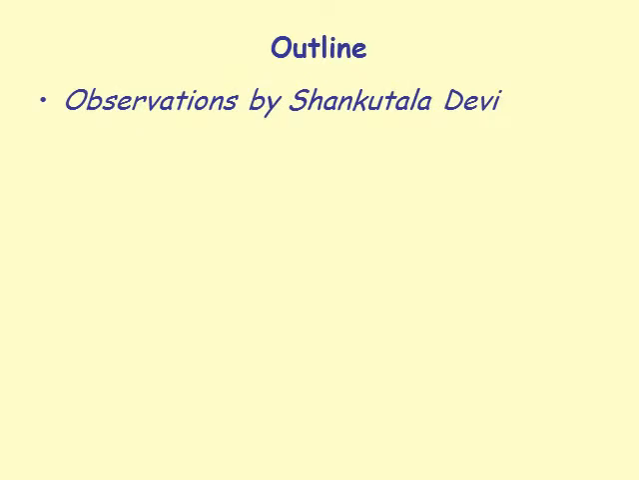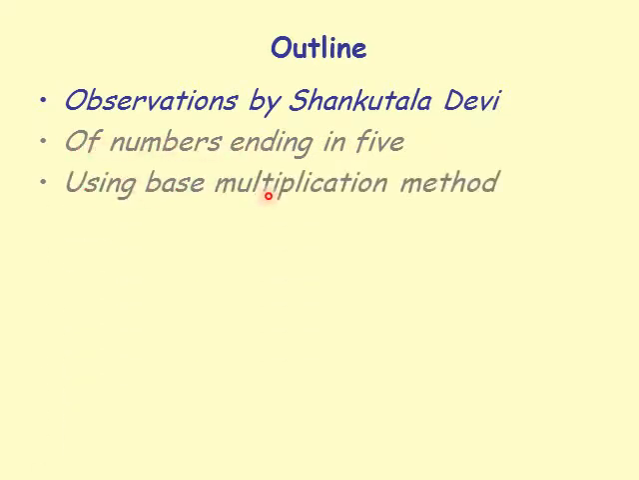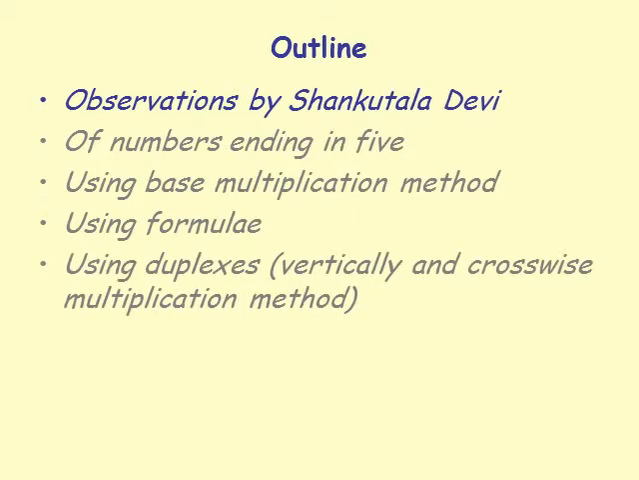The first section is observations as made by Shakuntala Devi, and the book we are using here is her book Figuring: The Joy of Numbers. Then we will have a section on numbers ending in 5. The next section is using the base multiplication method. Next is using a formula, and then we will use duplexes, which come from the vertically and crosswise multiplication method.